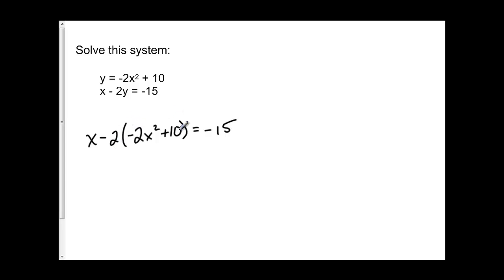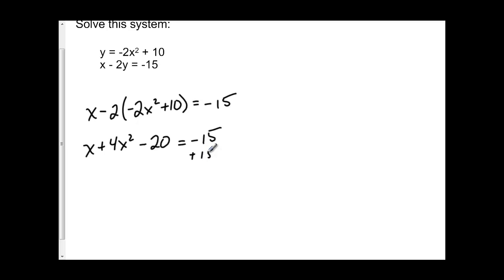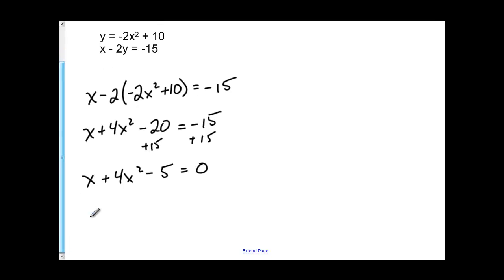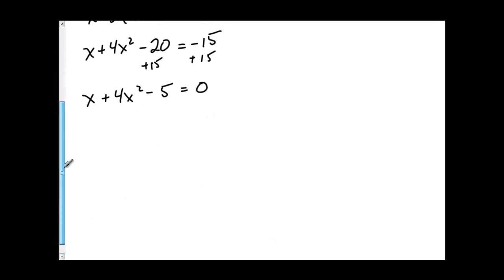Now to solve this, I want to get rid of my bracket. So I'm going to multiply the negative 2 into both parts of my brackets. I'm going to get positive 4x squared, and then negative 2 times 10 gives me negative 20, equals negative 15. It is quadratic, so I'm going to add 15 to both sides. And I get x plus 4x squared minus 5 equals 0. We don't like solving quadratics in this form. We prefer them in the order with x squared first. So I'm going to rewrite this as 4x squared plus x minus 5 equals 0.